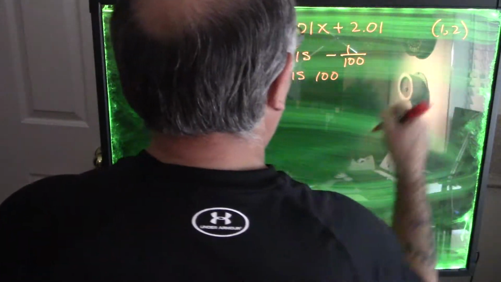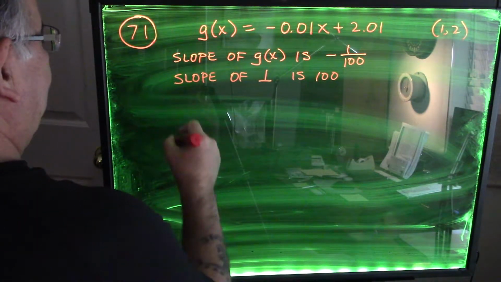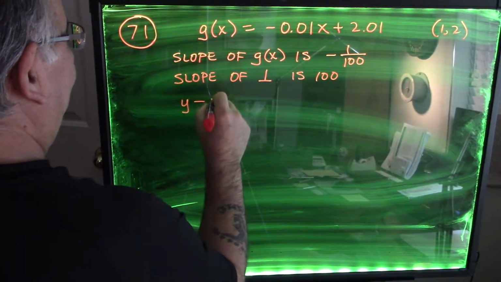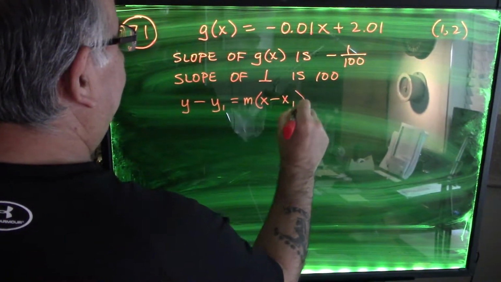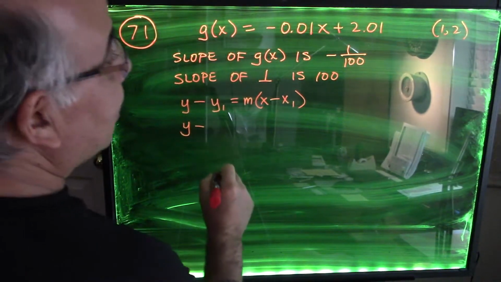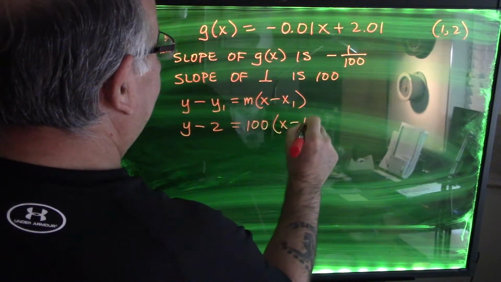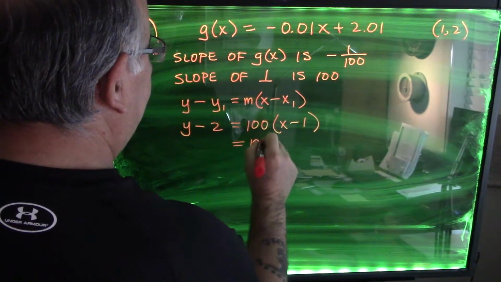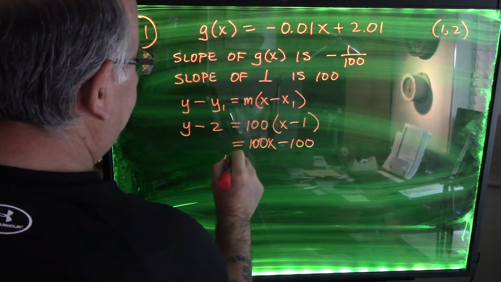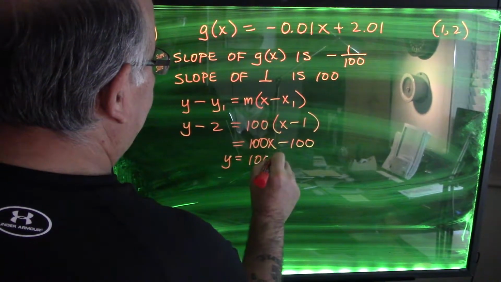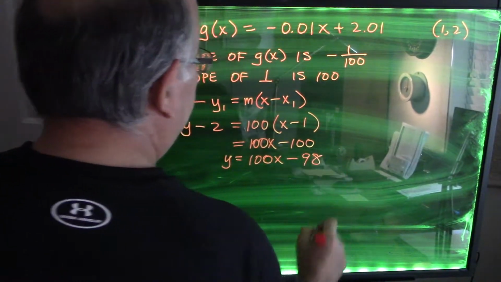Call that x1, y1. All right. So we'll use the point slope equation. We have a slope, we have a point, so we use point slope equation for a line. y minus y1 equals m times x minus x1. So we've got y minus 2 equals 100 times x minus 1, or distributing that, 100x minus 100. Add 2 to both sides. So you get y equals 100x minus 98. And there we go.